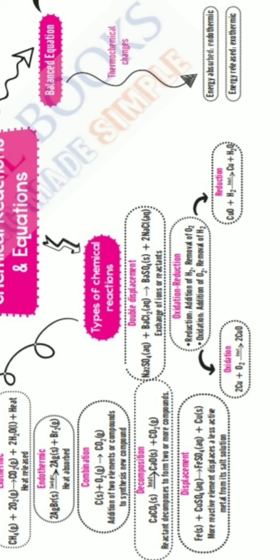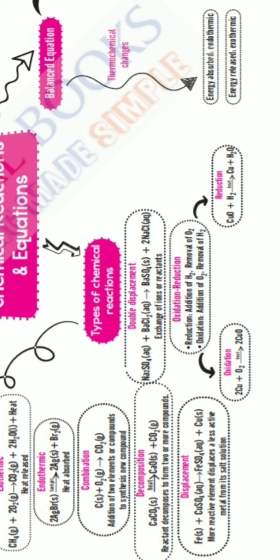Then double displacement reaction, that is Na2SO4 in aqueous state, and BaCl2, that is also in aqueous state, giving barium sulfate plus sodium chloride. So the ions of the reactants are exchanged. In the place of sodium, barium is coming, and in the place of barium, sodium is going. So this is a double displacement reaction. Both are moving. If only one is moving, that is known as a single displacement reaction.